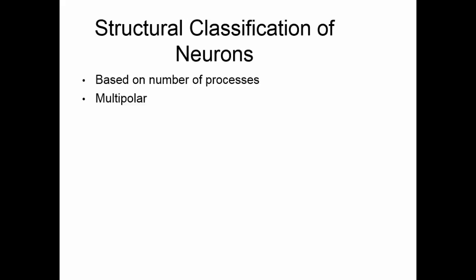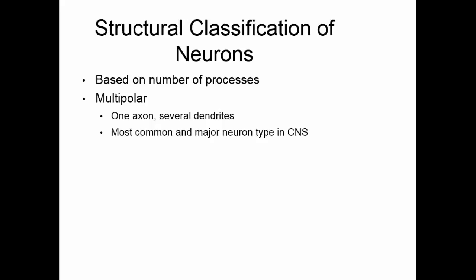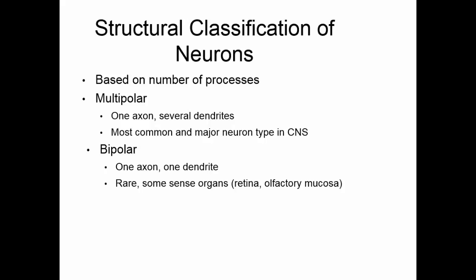A multipolar neuron has one axon and several dendrites. This is the most common and major neuron type found in the central nervous system. Bipolar neurons still have only one axon, but they also have only one dendrite. These are relatively rare. Some of our sense organs have bipolar neurons, things like the retina or the olfactory mucosa.